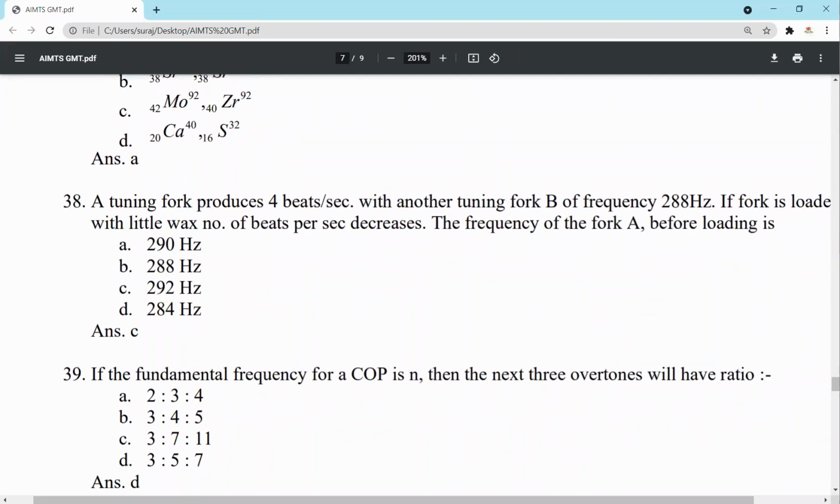A tuning fork A produces 4 beats per second with another tuning fork B of frequency 288 Hz. If fork A is loaded with a little wax, the beats per second decrease. The frequency of tuning fork A before loading is?